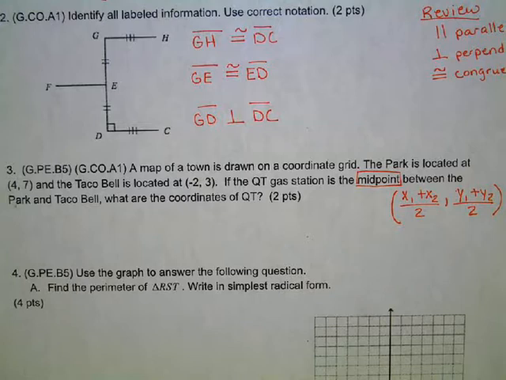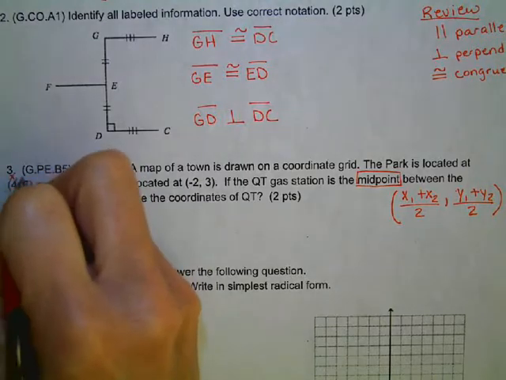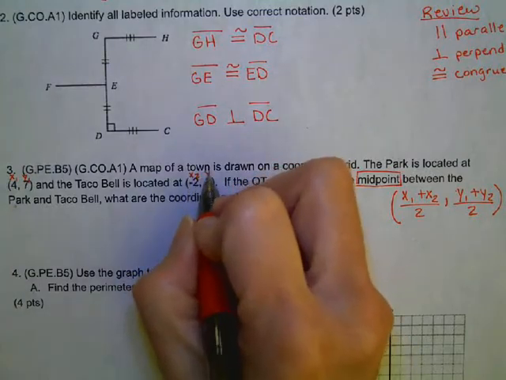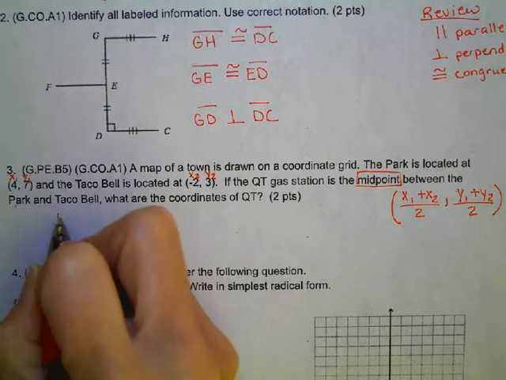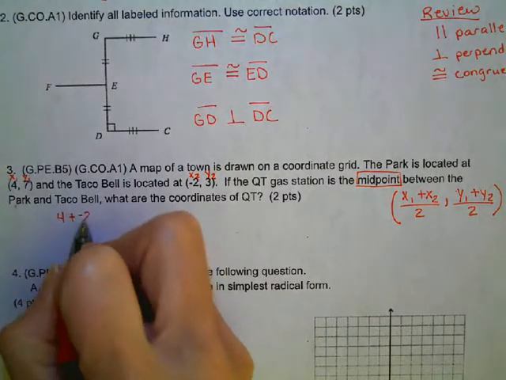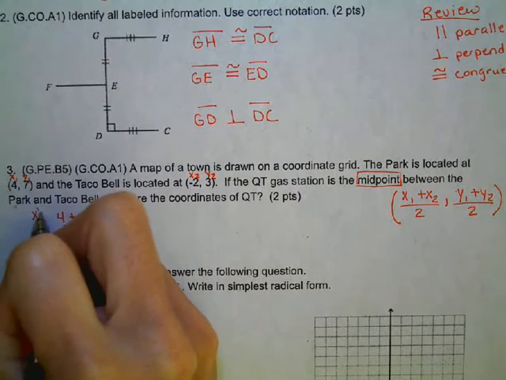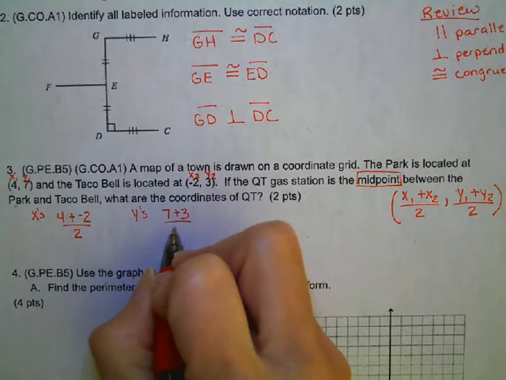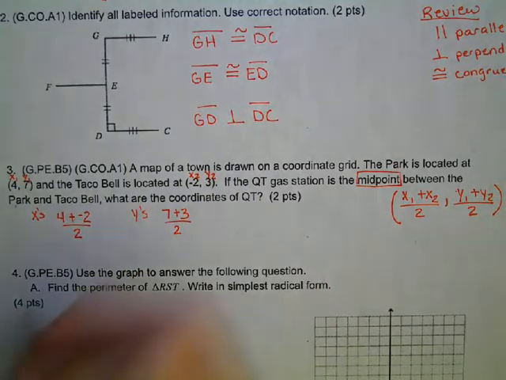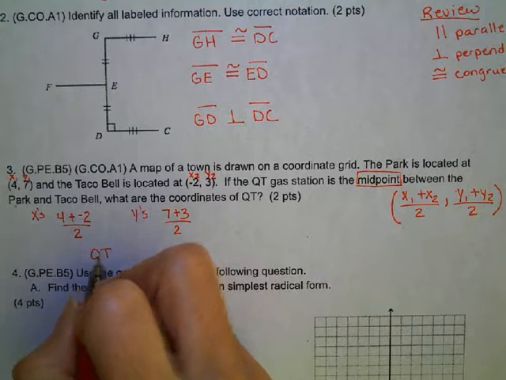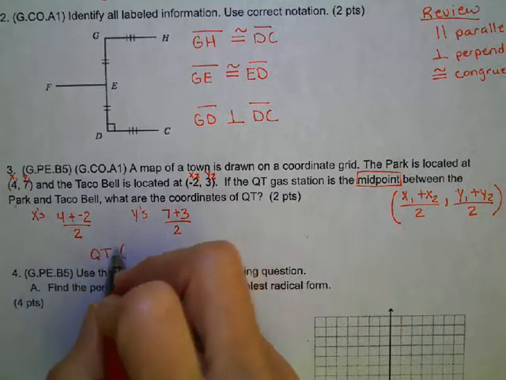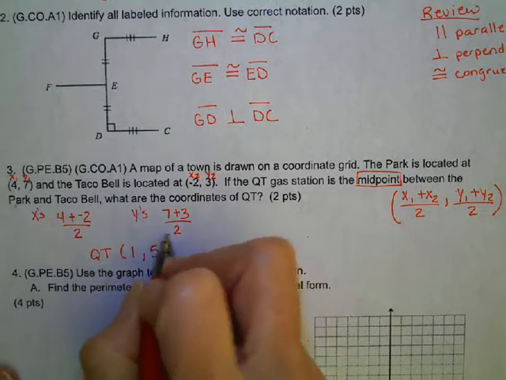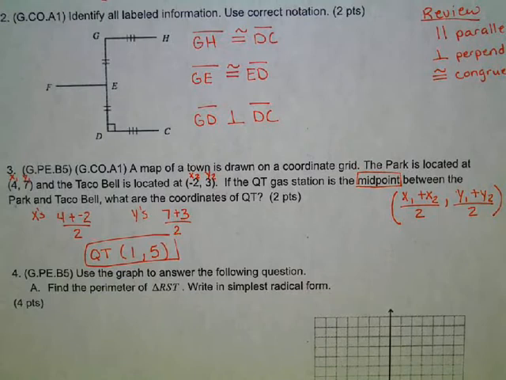So we're looking for the midpoint. I'll let this one be my x1 and my y1, and I'll let Taco Bell be my x2 and my y2. So you take your x's, 4 plus -2, and divide those by 2. Those are your x's. And you're going to take your y's and take 7 plus 3 and divide it by 2. So the coordinates for the QT would be 2 divided by 2 gives me 1 for the x value, and 10 divided by 2 is 5. So the QT would be located at the point (1, 5).